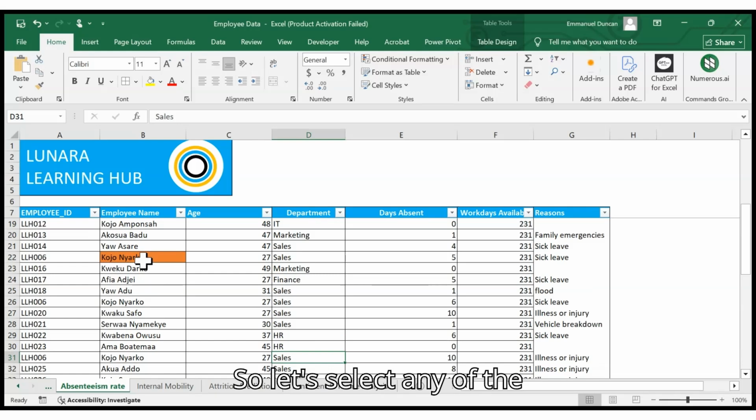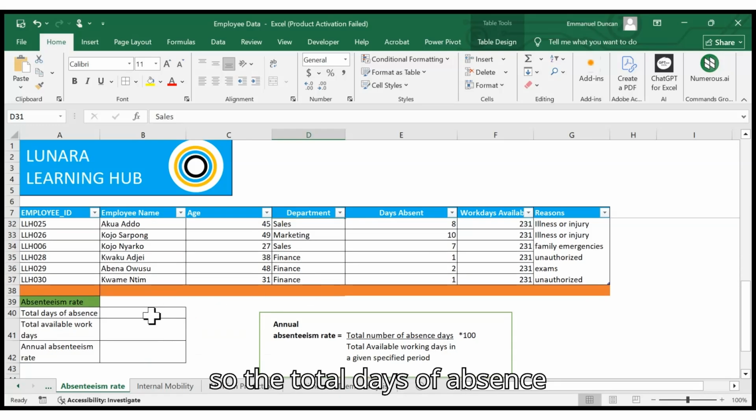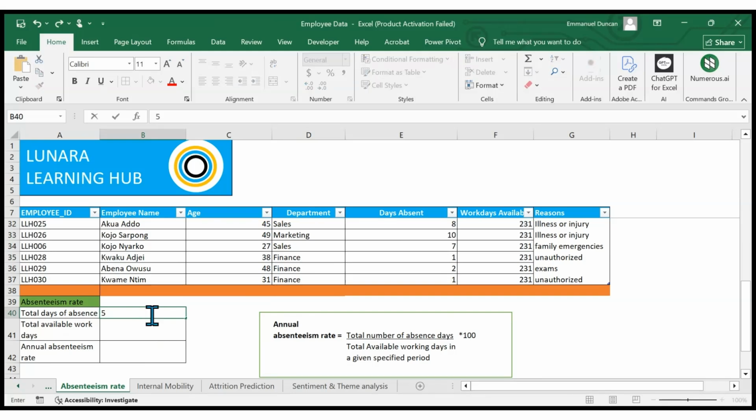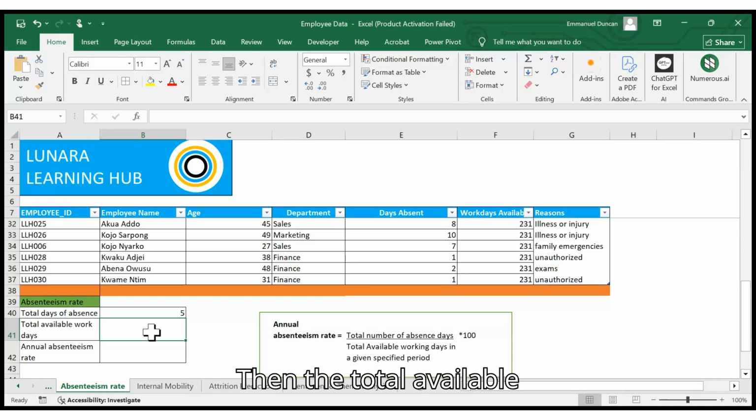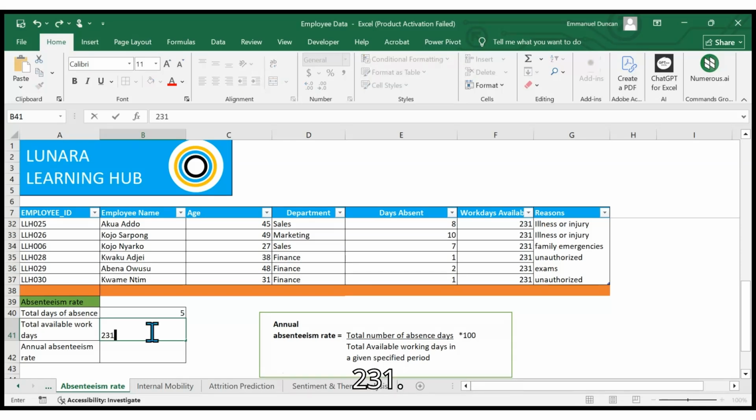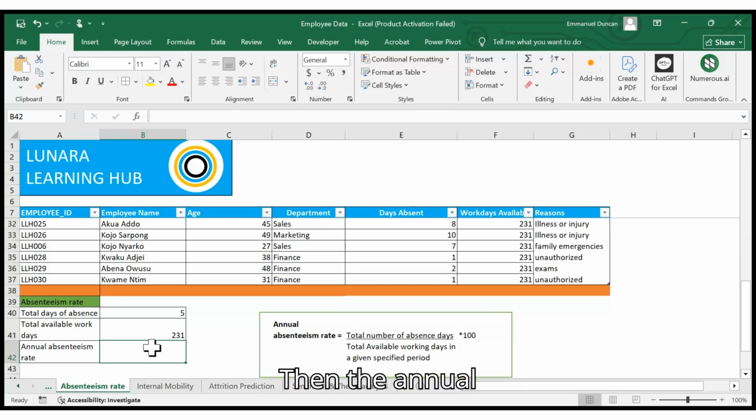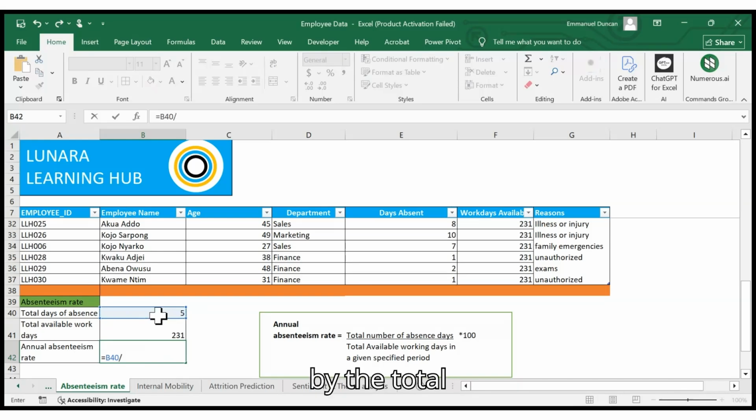So let's select any of the employees to calculate his or her absenteeism rate. Here, let's select Kojo Nyako. The days of absence was 5 in the year. So the total days of absence was 5. Then the total available work days was 231. Then the annual absenteeism rate for Kojo Nyako would be 5 divided by the total work days times 100.